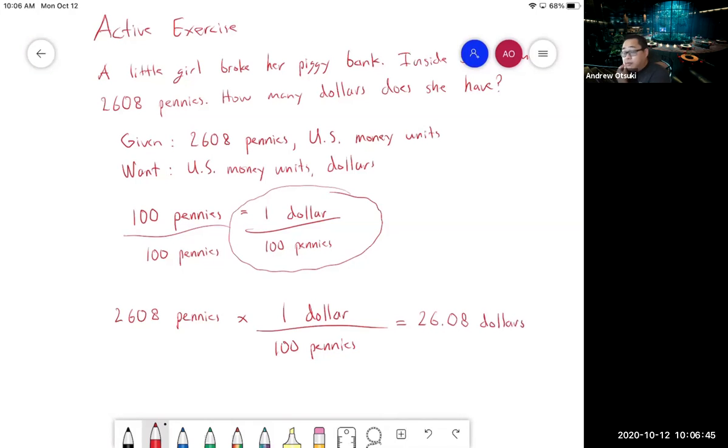So if you save up pennies, I advise you to go transfer them into dollars because you get some extra cash. Okay. So we started with the larger value, right? Pennies. Since our conversion factor is a fraction and we're going to divide by 100, our value at the end should be considerably smaller. And we can check that $26 in terms of quantity of a unit is much smaller than 2,608. So this answer makes sense.